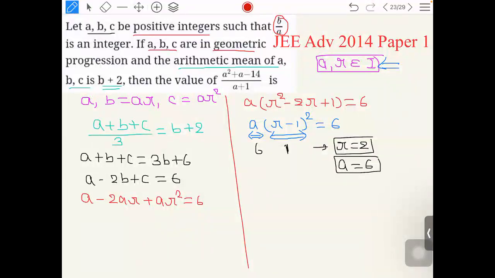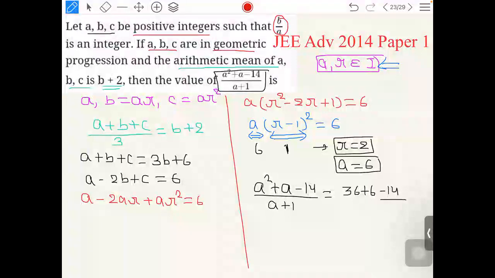Next, A का वैल्यू आ गया। What is being asked here? (A square plus A minus 14) by (A plus 1)। इसमें A equal to 6 सब्स्टिट्यूट कर देंगे हम लोग। So 36 plus 6 is 42, minus 14, by 7. So 28 by 7. 4 is the correct answer. So the answer to this question is 4.